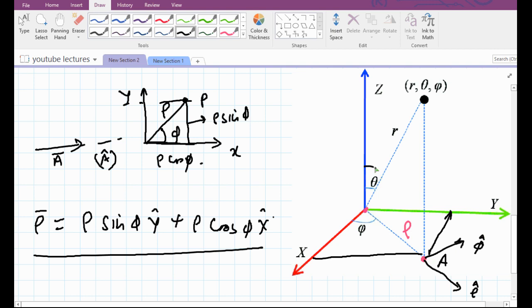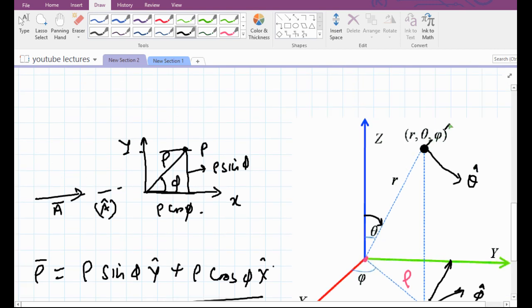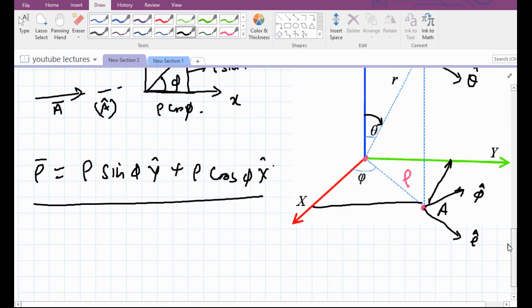Now theta is making an angle from this side, so I can go from here to here and my theta will be increasing. And r hat is going like this, so r hat, theta hat, and I can easily express here phi hat. And these whole guys, r, theta and phi, are mutually perpendicular to each other.